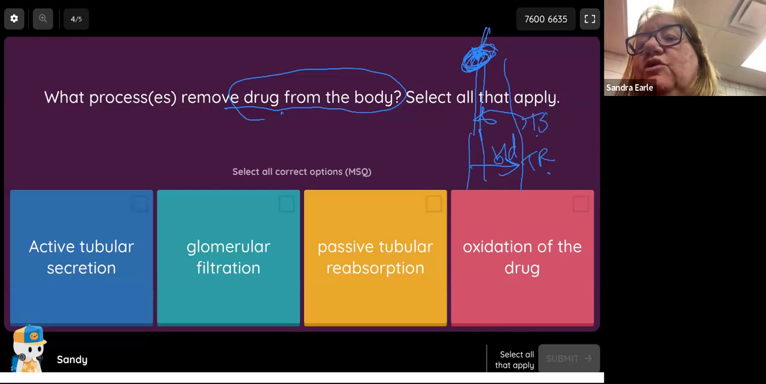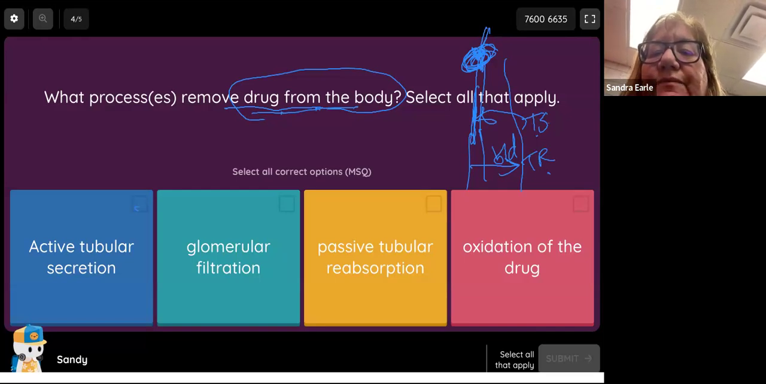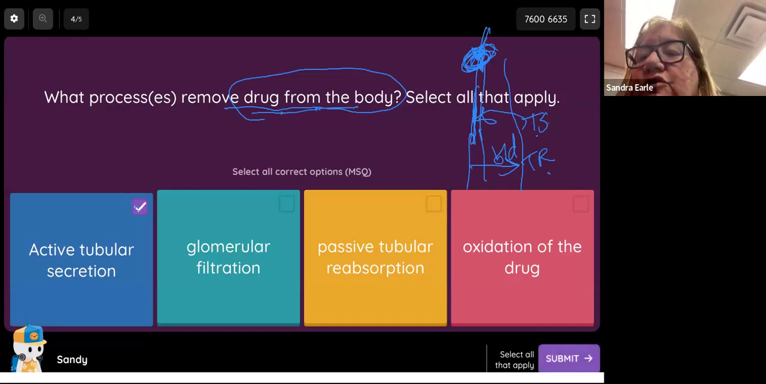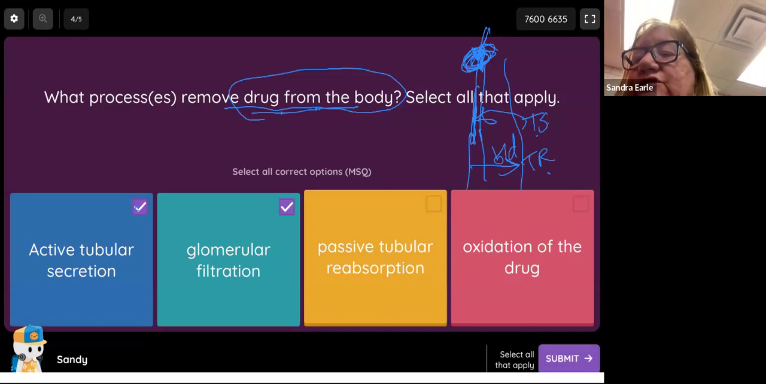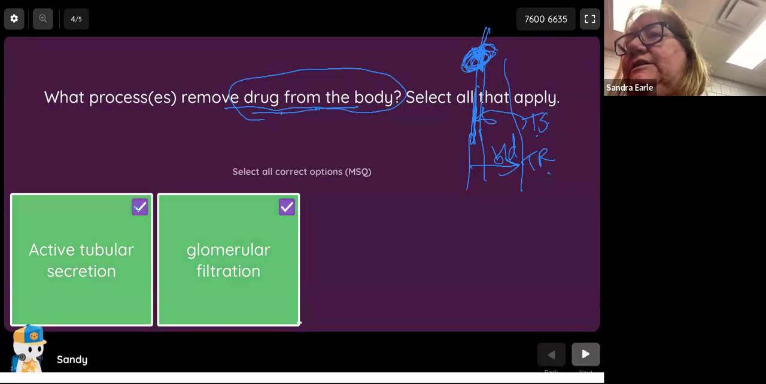So which are going to remove drug from the body? Well, anything that's adding to this nephron. So that's glomerular filtration and tubular secretion. So active tubular secretion is one. Glomerular filtration is also true. Passive tubular reabsorption, no, that's bringing drug back into the body, and oxidation actually happens in the liver. So that's sort of a red herring, right? Okay, we got that one right too. Excellent.